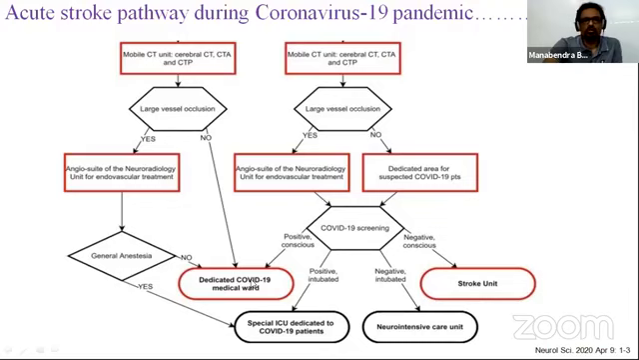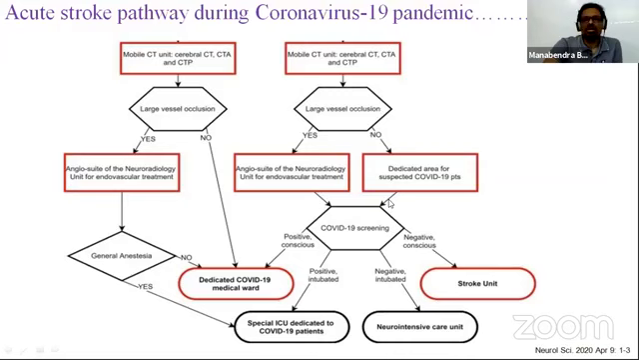The same applies if the patient has a large vessel occlusion and, after screening, COVID-19 is positive. If the patient needs intubation, they go to the ICU; if they do not need intubation, they go to the dedicated COVID ward. If the screening is negative, the patient goes to the normal neuro intensive care if intubated, and if not intubated, to the general stroke unit. So these pathways have been maintained in the acute stroke pathway.